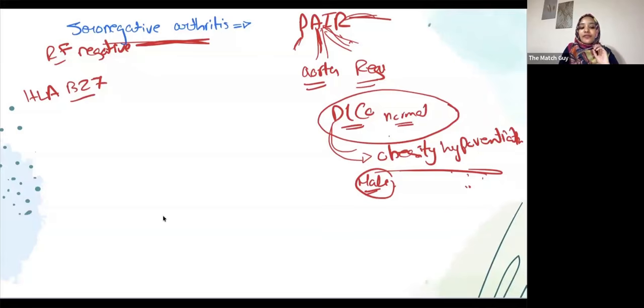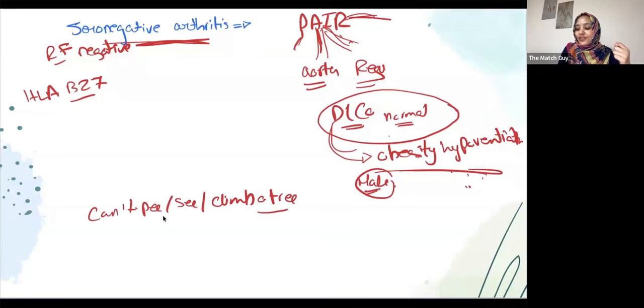And what's the triad for reactive arthritis? Can't pee, can't see, can't climb a tree, right? Or can't bend my knee. Yes, very good. So urethritis, and what's the eye manifestation? Is it uveitis as well, or is it something else? Conjunctivitis, yes, very good. It's conjunctivitis, it's not uveitis.